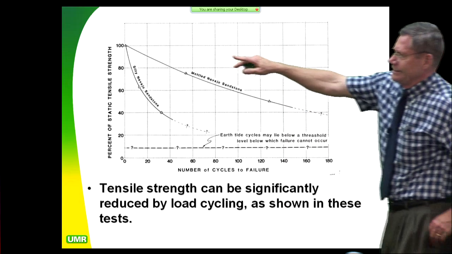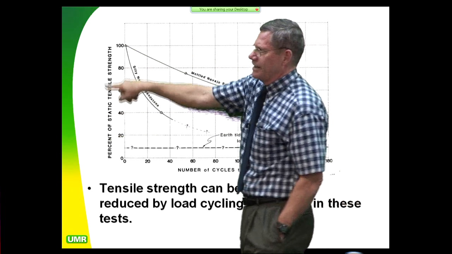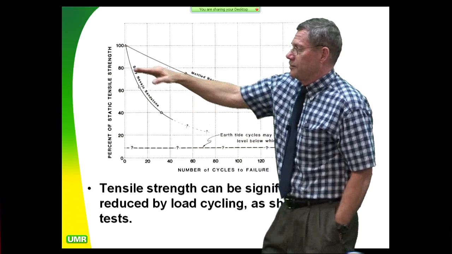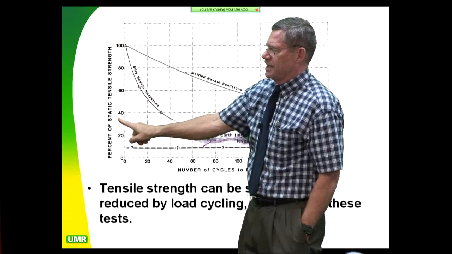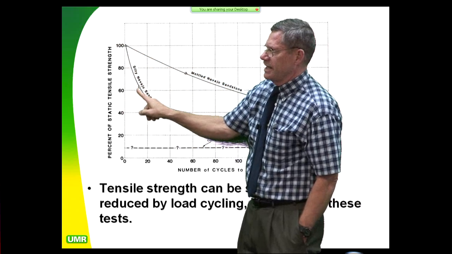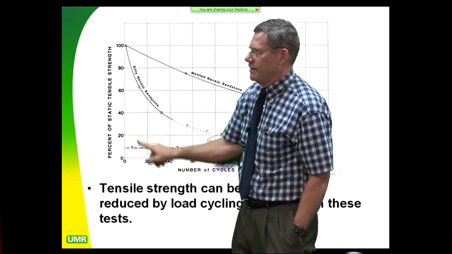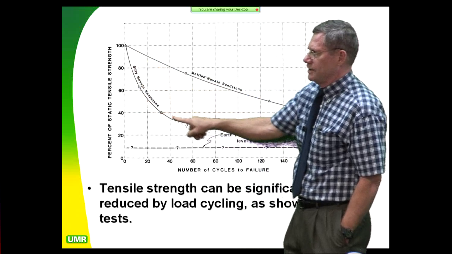What if you take the one cycle of loading and say that's the static tensile strength, and now let's say I don't load it to 100%. Same sample, but I'm going to load it to 40%, or let's say 65%. How many cycles of loading till it fails? Well, about 12 on that one. That was the brittle stuff.